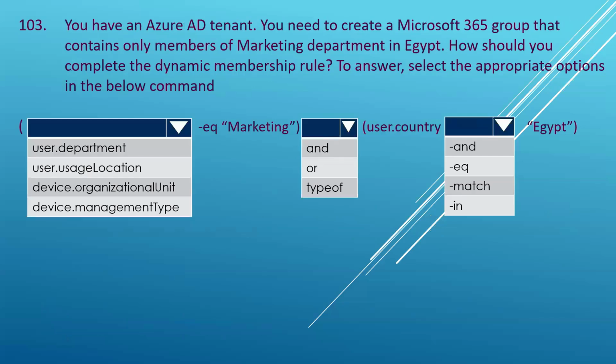Next question. You have an Azure AD tenant. You need to create a Microsoft 365 group that contains only members of the marketing department in Egypt. How should you complete the dynamic membership rule? To answer, you need to select the appropriate options in the below command. The command is now on your screen.